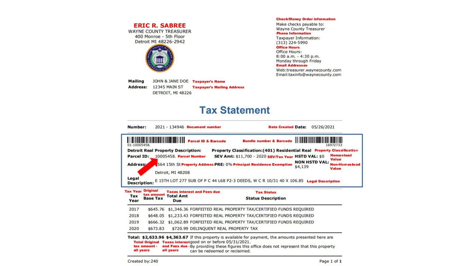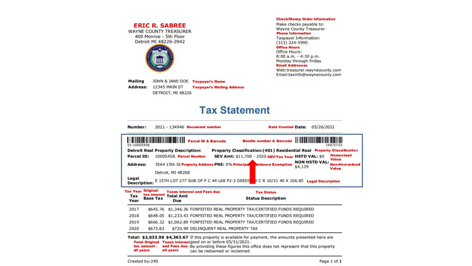The next line is the Parcel ID number, which is a number created by the local assessor's office. The City of Detroit parcel number is in a different format than the other communities, and we've changed the City of Dearborn's number slightly to fit the format of the other locals other than Detroit.